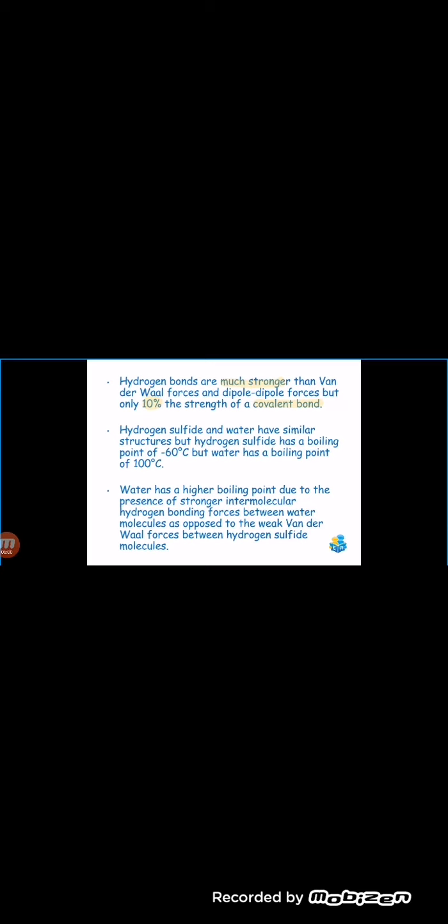So, molecules that undergo hydrogen bonding will have a much higher boiling point because a considerable amount of energy is needed to break hydrogen bonds. So, for example, hydrogen sulfide and water have similar structures, but hydrogen sulfide has a boiling point of minus 60 degrees, but water has a boiling point of 100 degrees. So water has a higher boiling point due to the presence of the strong intermolecular hydrogen bonding between the water molecules, as opposed to the weak van der Waals forces that are present between the hydrogen sulfide molecules. So the last thing we're going to look at is dissolving covalent compounds in water.